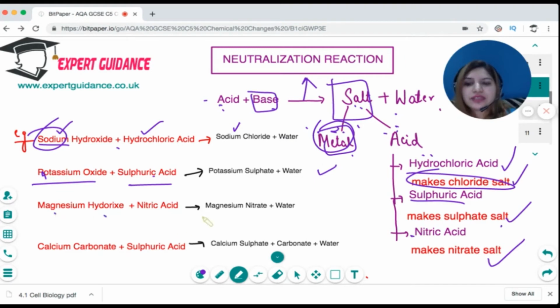Magnesium hydroxide with nitric acid gives magnesium nitrate plus water. Calcium carbonate with sulfuric acid gives calcium sulfate plus water. Just a little thing you need to remember, if you have a carbonate, you will have an evolution of carbon dioxide gas. Rest is salt and water, and the rule for the salt is the same. So I hope you can now name the salt from the names of the acids and bases.